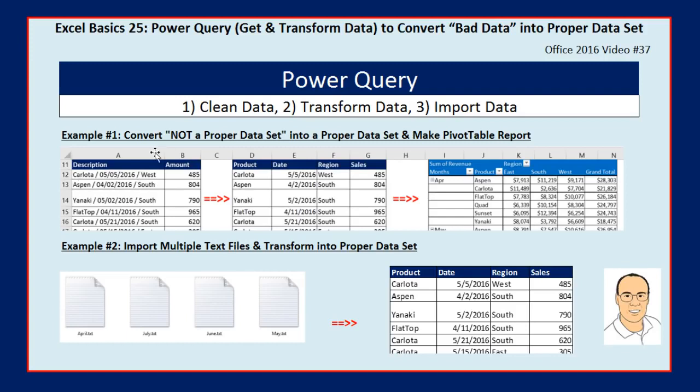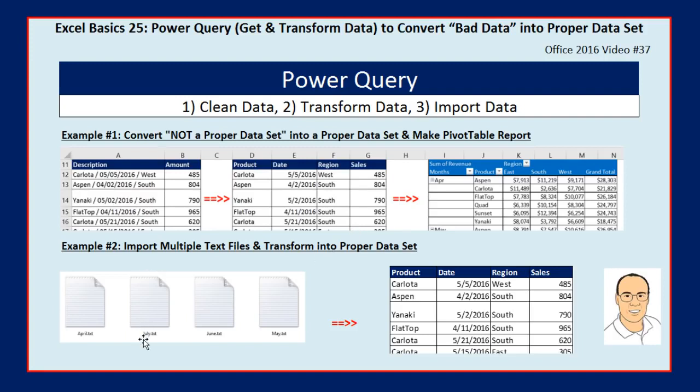And the reason this is bad data is because, of course, we can't make a pivot table or use other data analysis features like sort to perform data analysis. So what we're going to learn is that Power Query allows us to clean data, transform data, and even import data. Now, we'll go from this bad data set into a proper data set, which, of course, then will allow us to create a pivot table. That will be example number one.